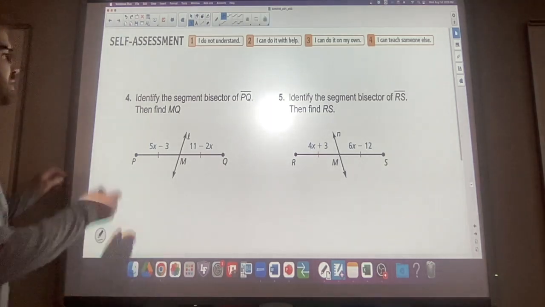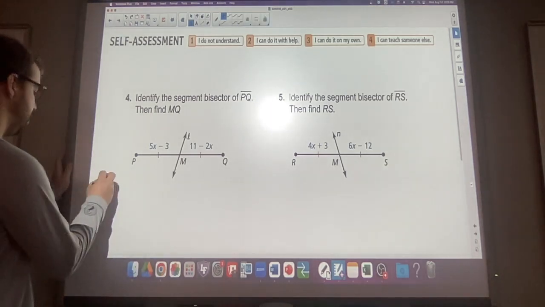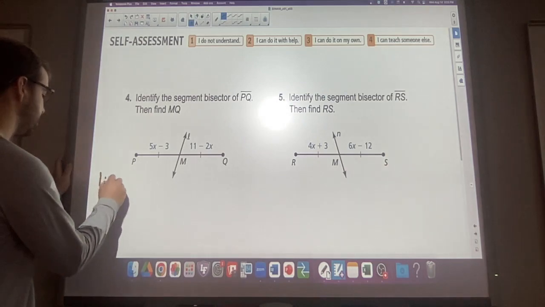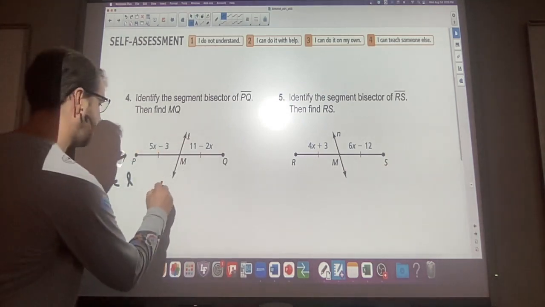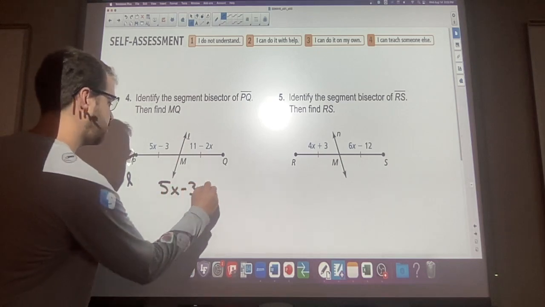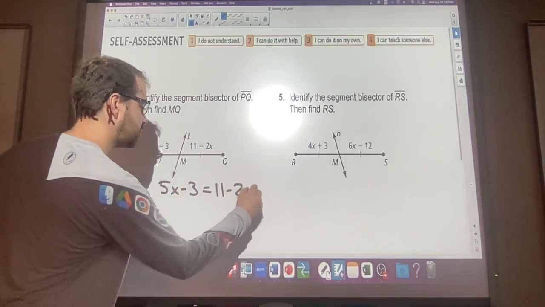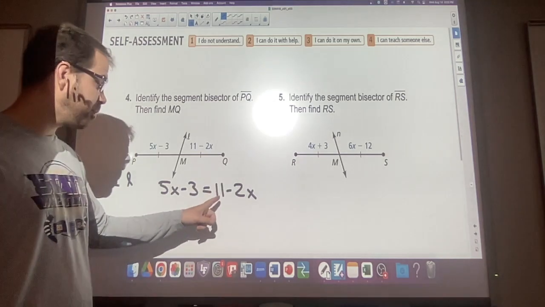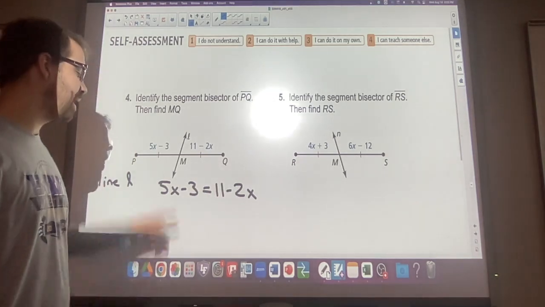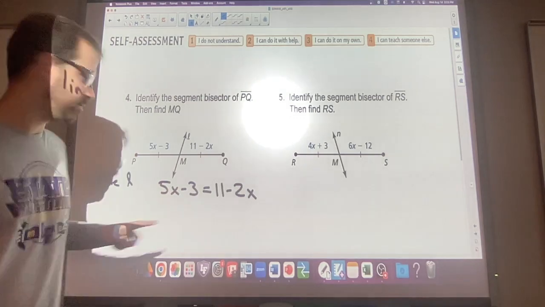All right, first thing we do is we identify our segment bisector, which would be line L. And then we can set these equal. We got 5x minus 3 equals 11 minus 2x. All right, first thing I do is deal with the constants. I can either subtract 11 from both sides or add 3 to both sides. I'm going to add 3 to both sides.